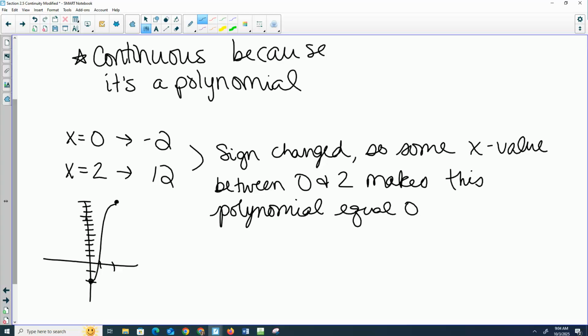So in the intermediate value theorem, what I'm looking for, you have to tell me it's continuous. You have to plug in two x's, get a positive and a negative, and then tell me what that means. So since the y's are different signs, somewhere in between those x's it hits 0.